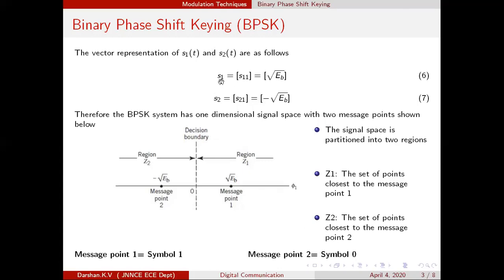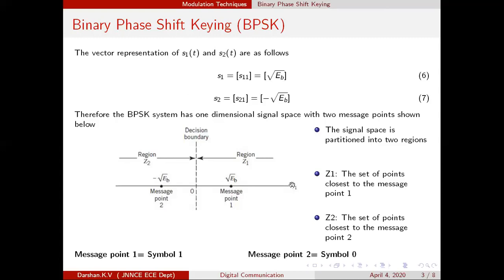Here, what is the vector representation of S1 of t? It is S1. What is the vector representation of S2 of t? It is S2. These are the values and they are plotted as shown in the figure. Till here you are supposed to write, if they ask you to obtain the geometrical representation of BPSK signals.